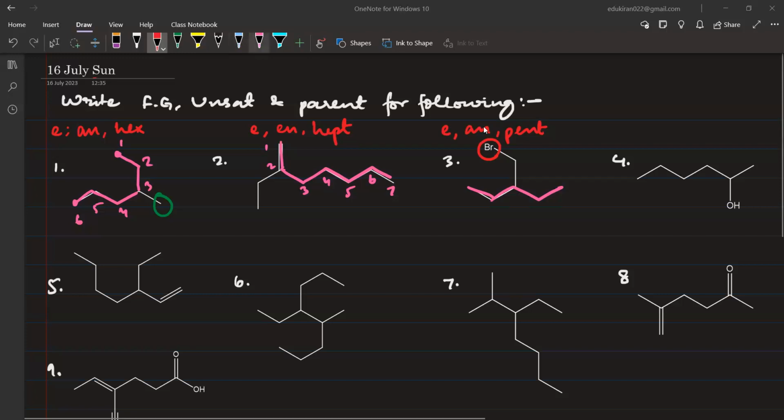चलिए ठीक है. चलिए इसमें बताइए फिर what will be the functional group in the fourth one?